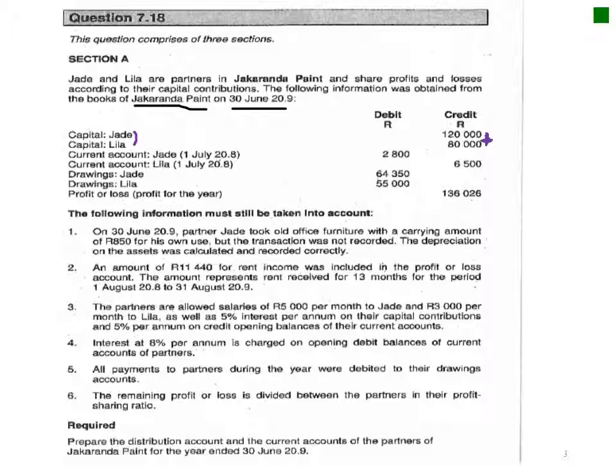The current accounts have a lot more information in them. They've given us the current account balances at the beginning of the year, the 1st of July 2008. So it seems that in this question, we therefore have to process all of the entries for the year June 2009 to the current accounts. Jade has a debit balance. That means she owes the partnership $2,800 at the beginning of the year. Lilla has a credit balance. We normally have a credit balance in the current account. In other words, the partnership owes Lilla $6,500.